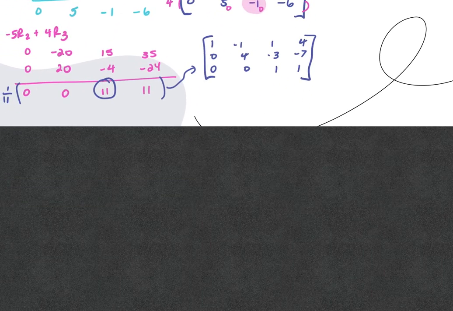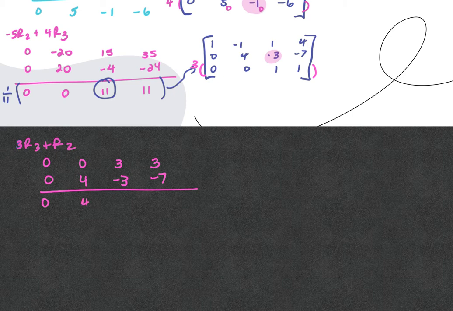All right, so now I want to get a 0 here. What's the easiest way to do that without losing the 0 at the front? Good. 3, row 3, plus row 2. I'd get 0, 0, 3, 3, plus 0, 4, negative 3, negative 7, which is 0, 4, 0, negative 4.